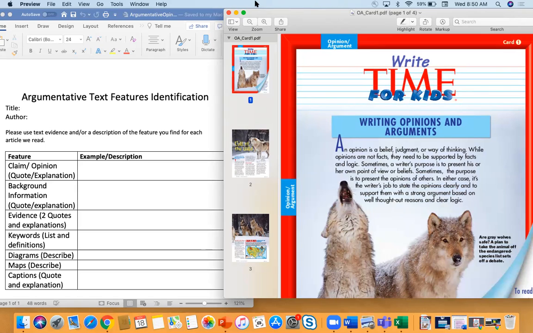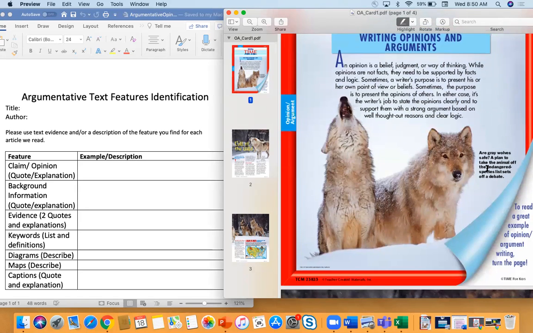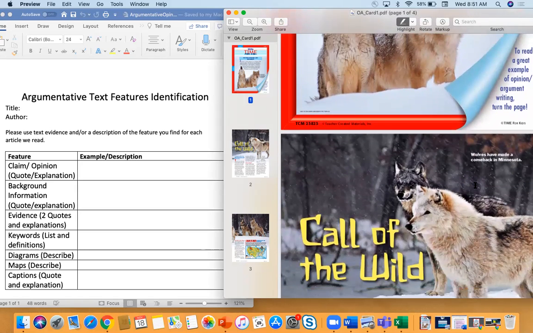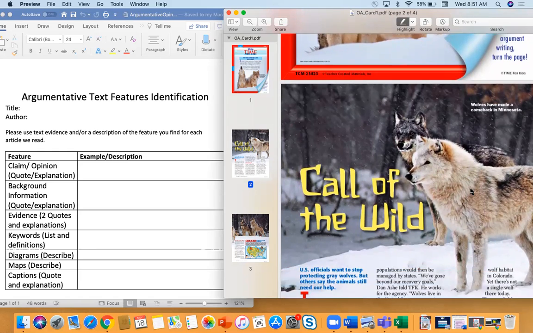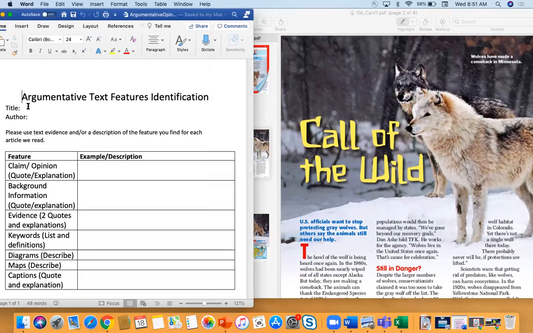Okay, so it's cool. With the PDF, you can annotate. So I'm gonna choose the highlight tool. Are gray wolves safe? A plan to take the animal off the endangered species list sets off a debate. There's a caption we could use, but there's more captions. Wolves have made a comeback in Minnesota. So the title of the article is Call of the Wild.